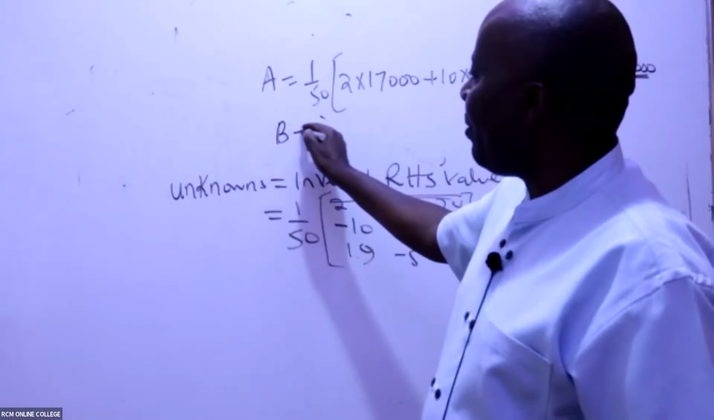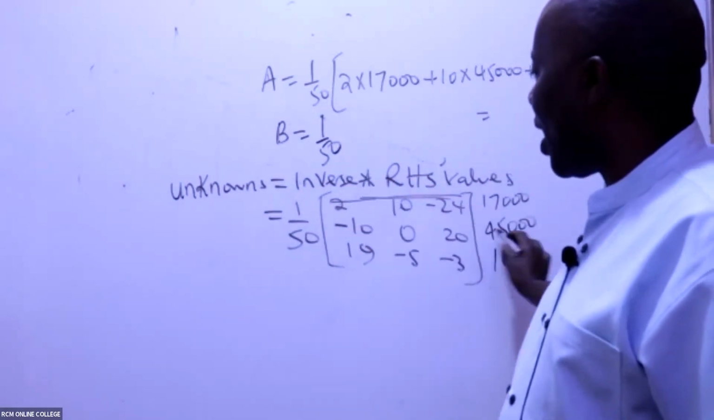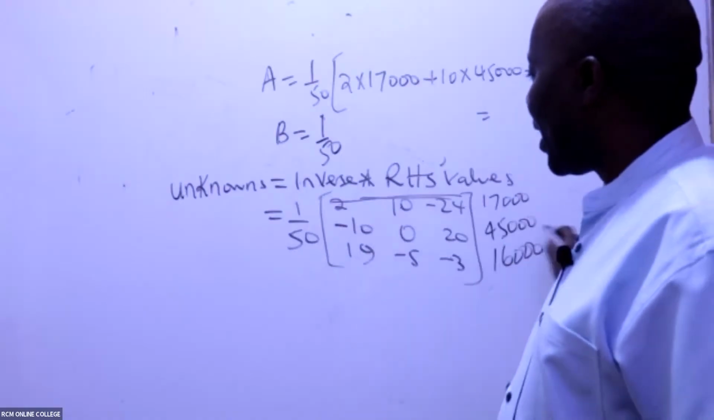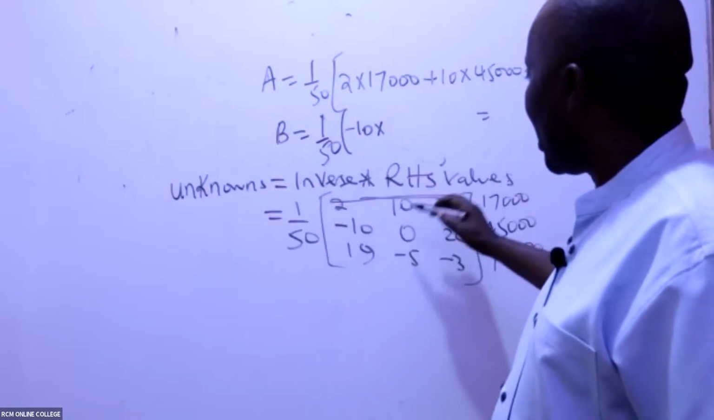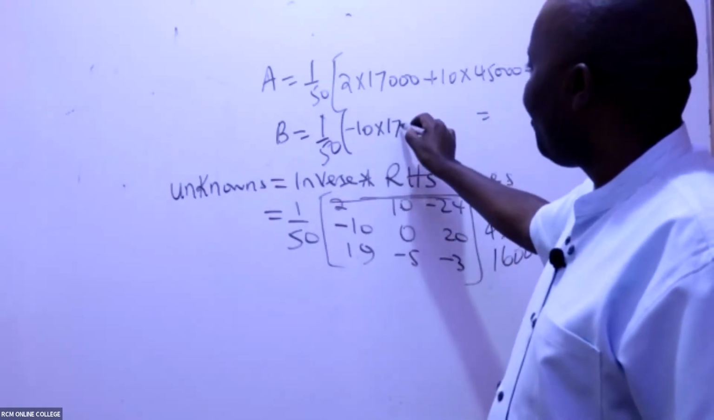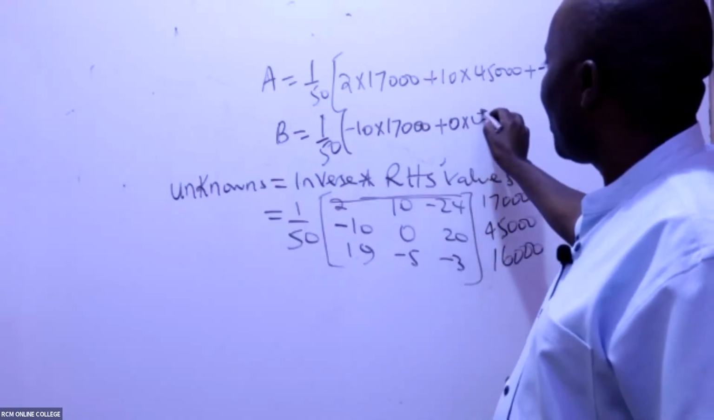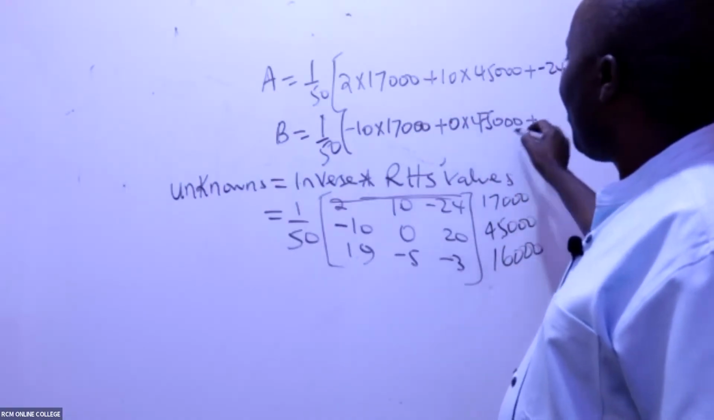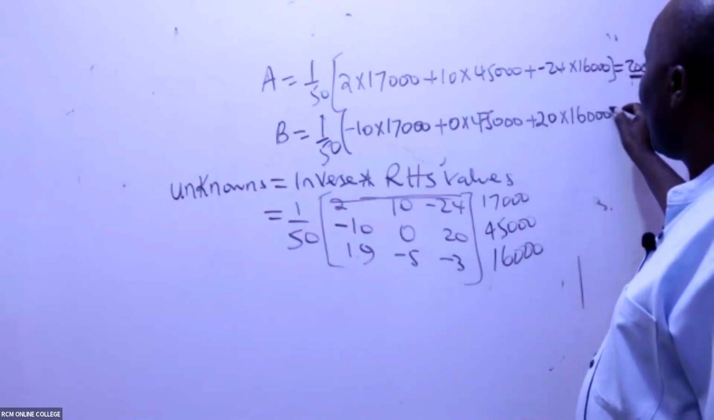For B, remember this constant for every one of them, 1 over 50. B is the second one, so it's again row times column. The second row gives us minus 10 times 17,000, plus 0 times 45,000, plus 20 times 16,000.